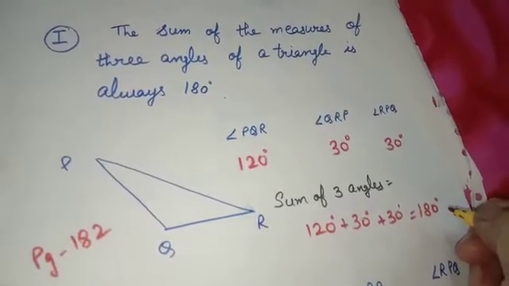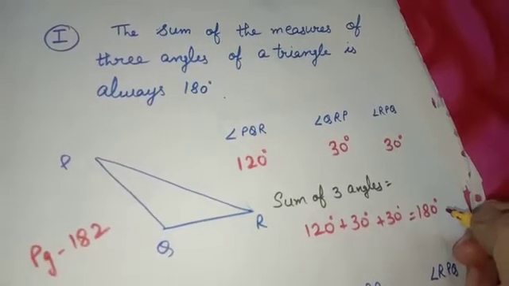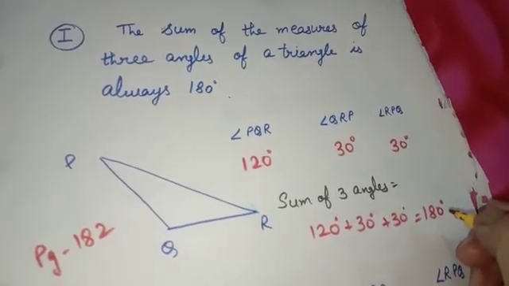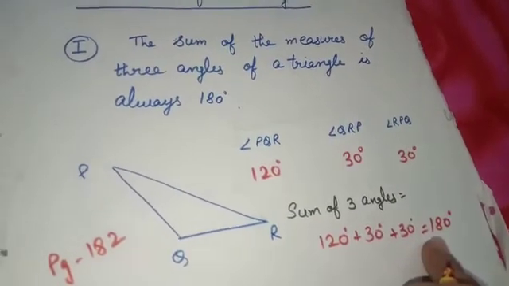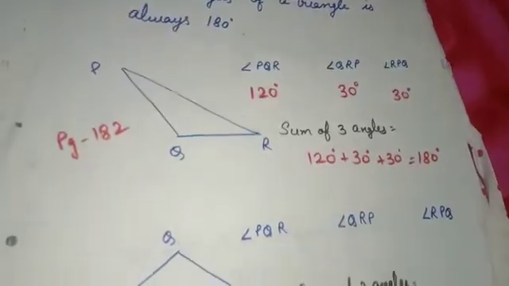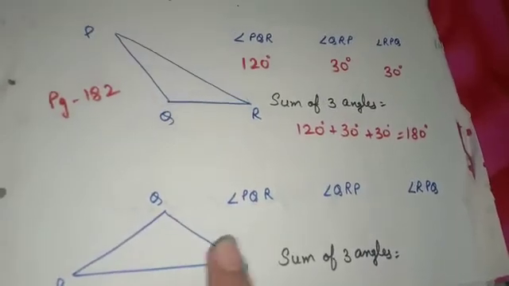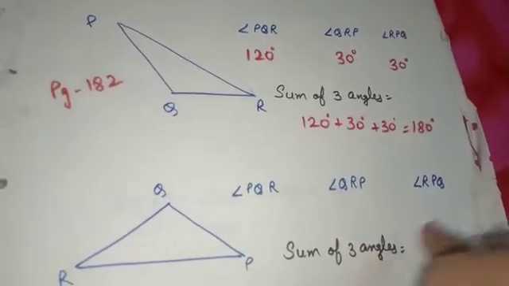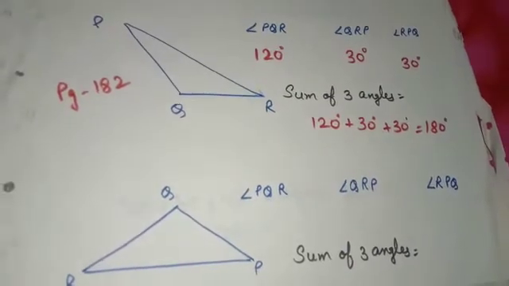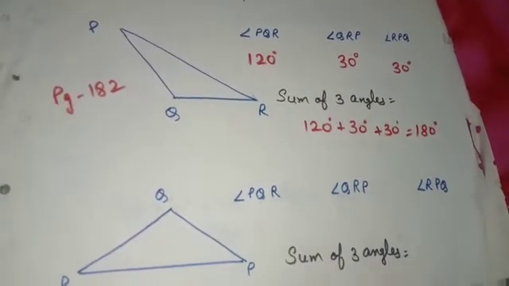So this is the first property. Whatever the size or shape of the triangle, the sum of angles will always be equal to 180 degrees. One more triangle is given in this question, and you will measure its angles on your own to find the sum of the three angles. This part you will do on your own.